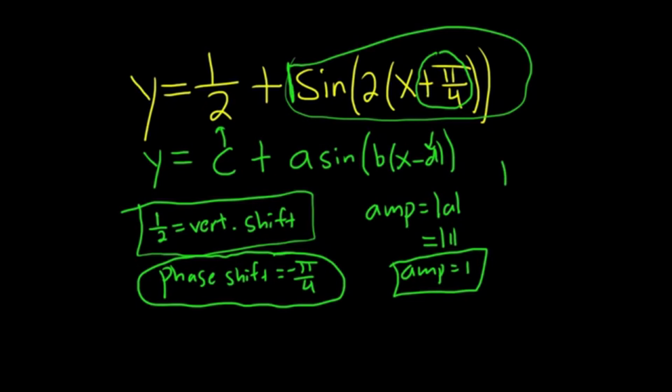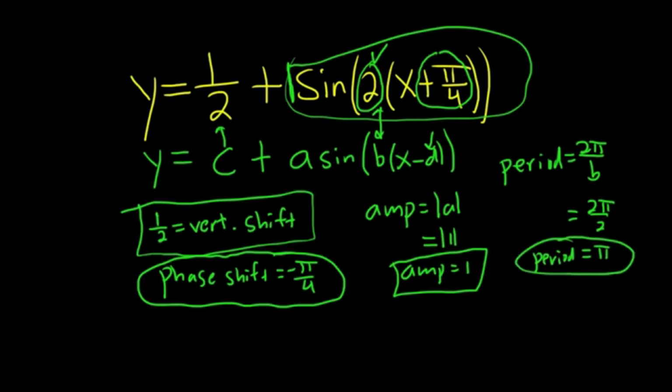Oh, the period. To find the period, the formula is 2 pi over b. Okay, so 2 pi over b. Your b here is 2, right? So you just divide it by 2, okay? So it's 2 pi over 2. So you get pi. So that would be your period. The period is pi. Okay, and then lastly, let's find the range.